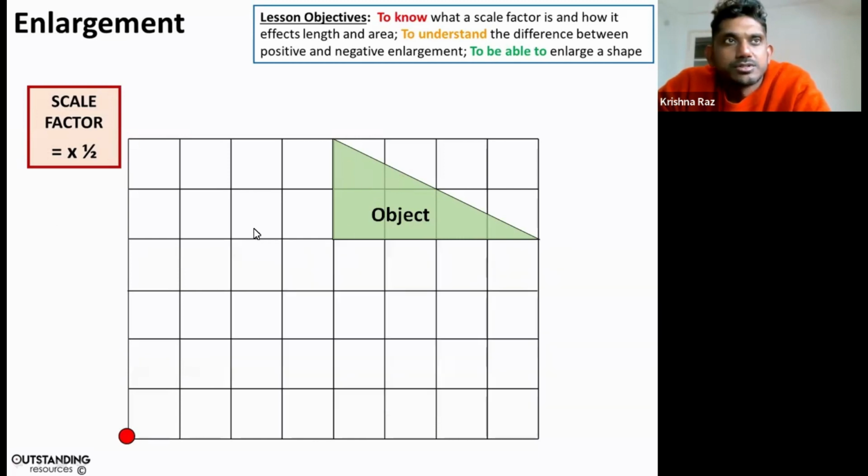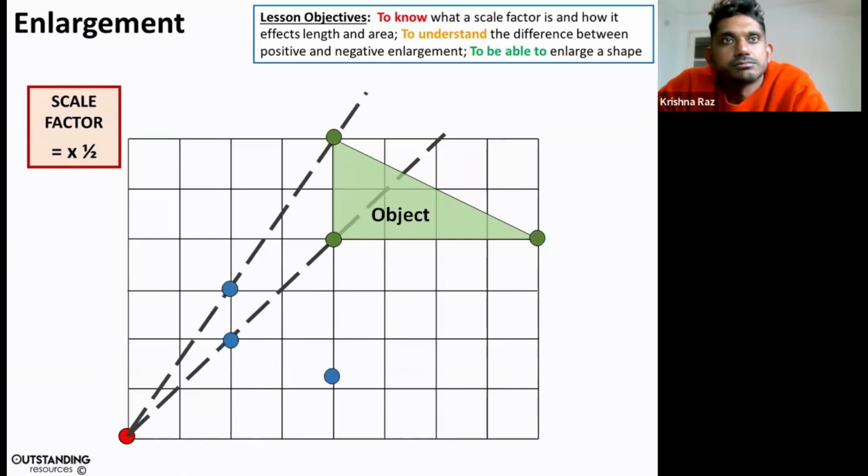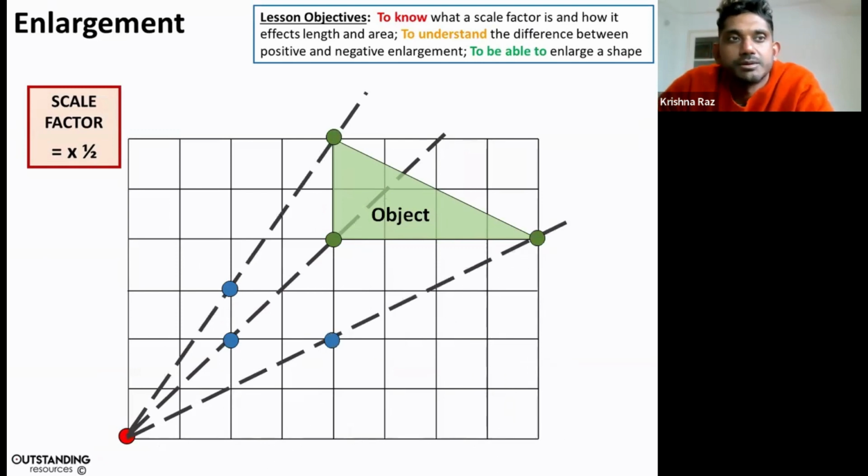So often in exam, you're asked to enlarge a shape by a certain scale factor. So in this example, we've got a scale factor of 1/2. First thing to do is to draw a line from the center of enlargement through all the points. We have 3 corners on the shape, and we're just joining lines from the center of enlargement through all the points.